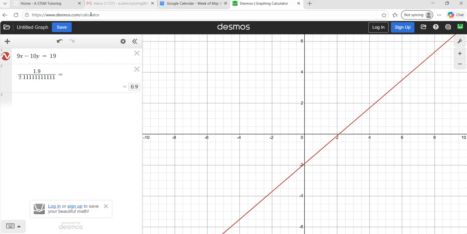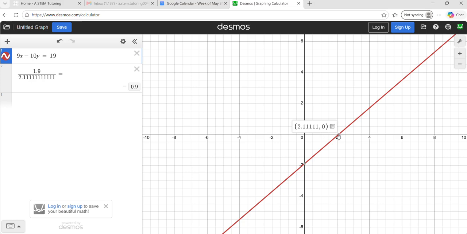So I use Desmos to graph the original equation, 9x minus 10y equals 19. That's this red line here. We can see that the y-intercept is negative 1.9. And over here, we can see the x-intercept is 2.11 repeating. It stops after 5 digits, but it really is 2.1 going on forever, where the ones just continue forever.